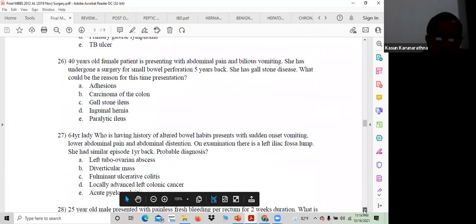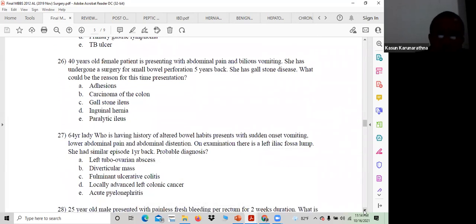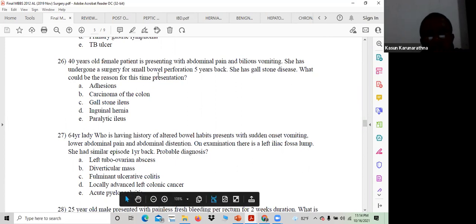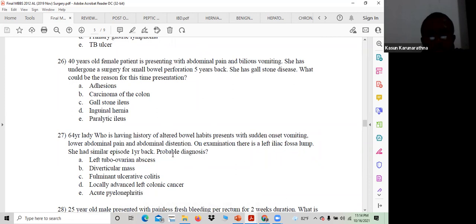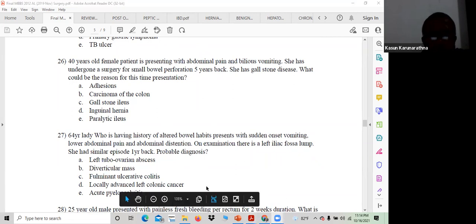26, a 40-year-old female patient presented with abdominal pain and bilious vomiting. She has undergone surgery for small bowel perforation 5 years back. She has gallstone disease. What could be the reason for this presentation? What is this clinical condition? The patient comes with abdominal pain and bilious vomiting. Past history of small bowel surgery following a perforation. What is the clinical condition?